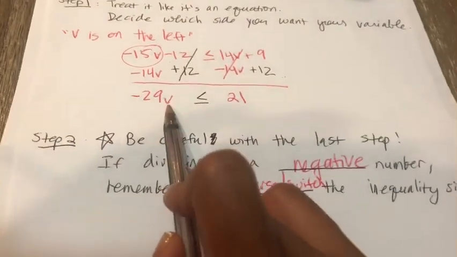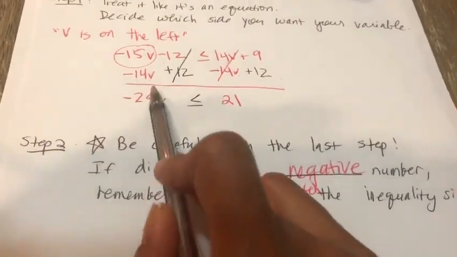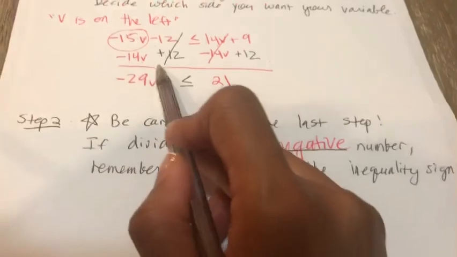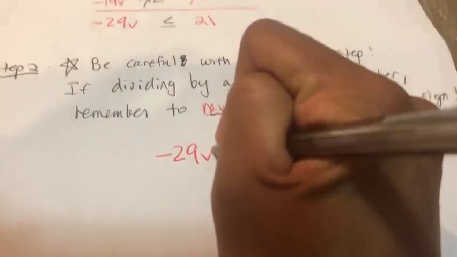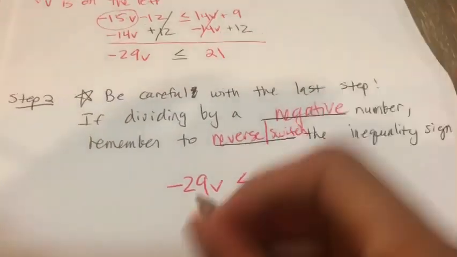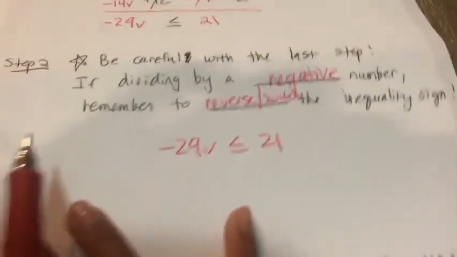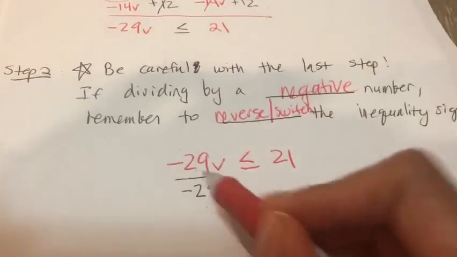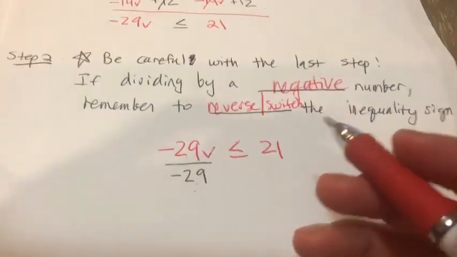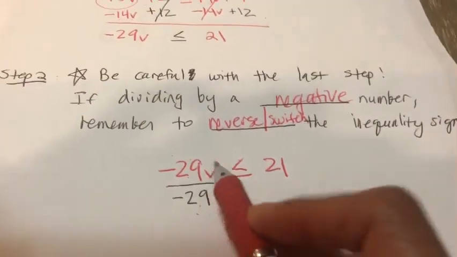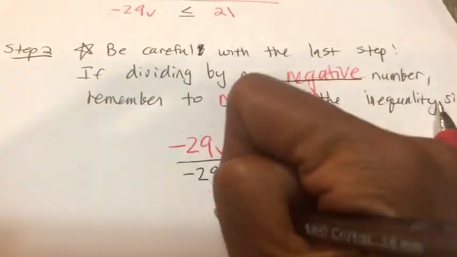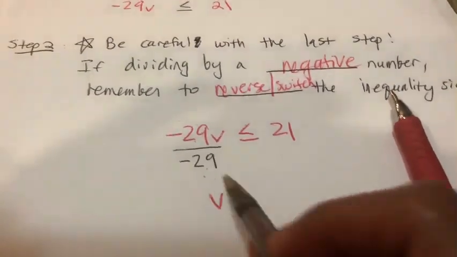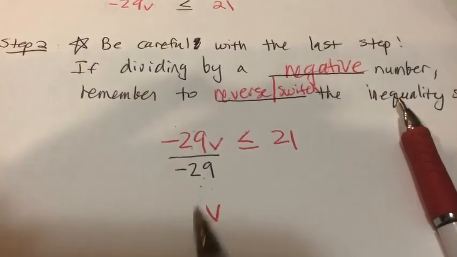So the last step here, in order to get v to be sitting all by itself, is to get rid of the coefficient negative 29. You want negative 29 to become a positive 1, so you only have one v. So here I have negative 29v is less than or equal to 21. To make this into a positive 1, the last step is to divide it by itself. And the reason why you divide it by itself is because it becomes a positive 1, and that's what you want. You want your v to be sitting all by itself with just a 1v. You don't have to write the number 1, but there's an imaginary 1 there, 1v. So that's what it means to solve for a variable. You want the v to be sitting all by itself.